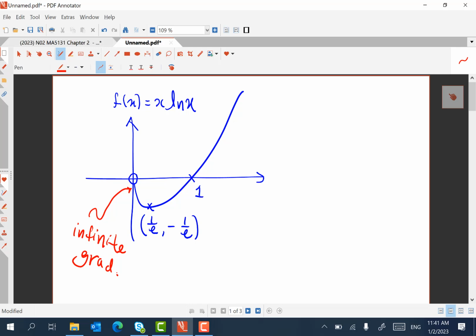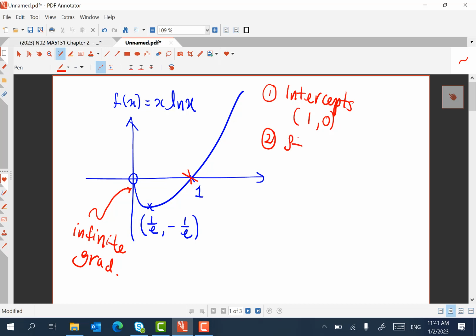How do I come up with this graph? First and foremost, whenever I draw a graph, firstly I try to find the intercepts. When x is 0, to start with, x cannot be 0, so I leave it aside first. Can y be 0? Yes. When y is 0, it happens when x is 1. So I know there's an intercept here.